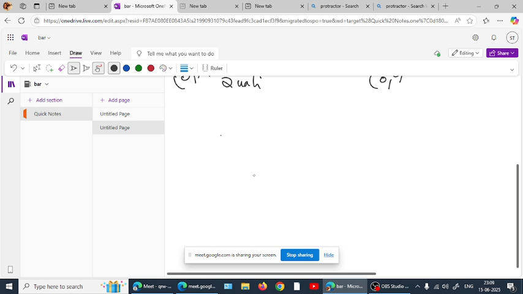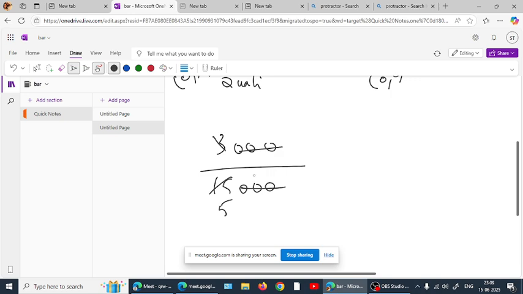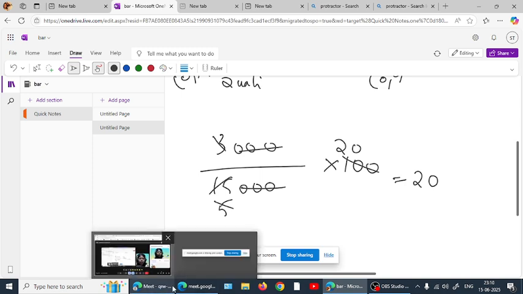The amount was 3,000 by 15,000. 3 will go in 15 five times, and we can cancel the zeros. Then we got 5. Here 100 is there: 3,000 by total, into 100. 5 will go in 100 twenty times. So we got 20.